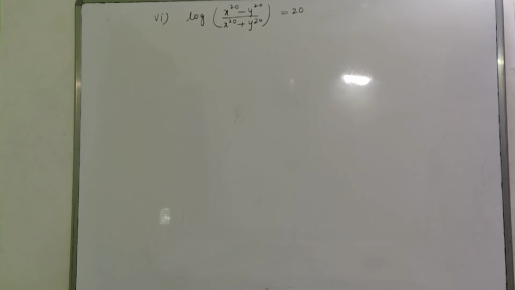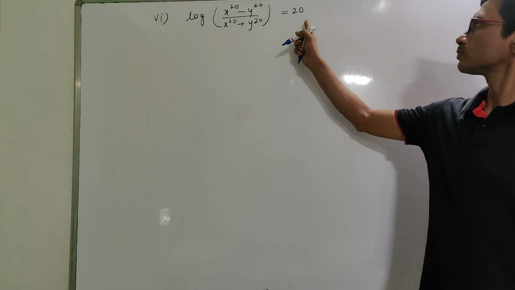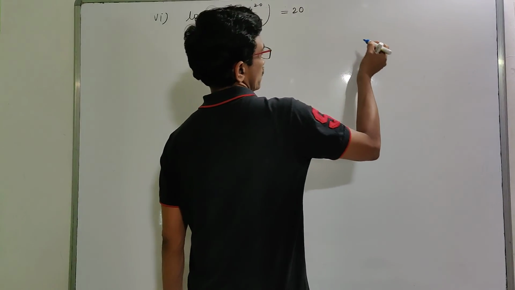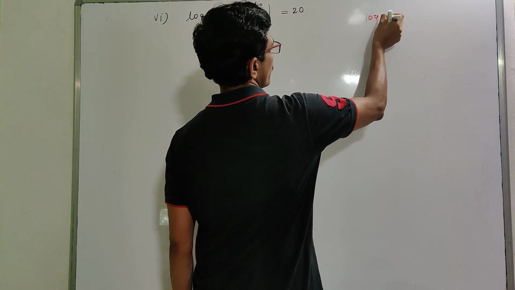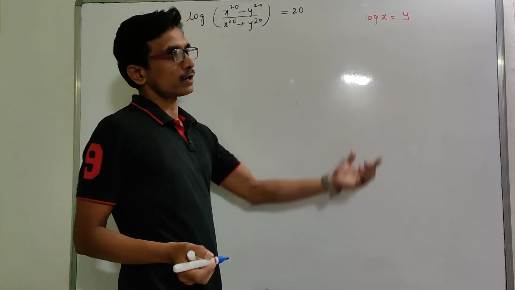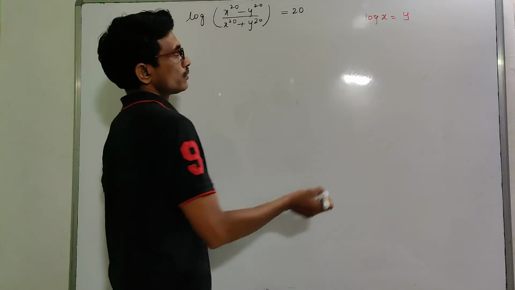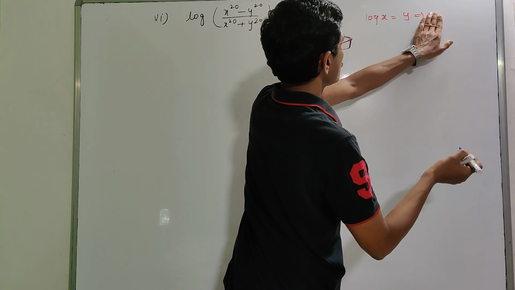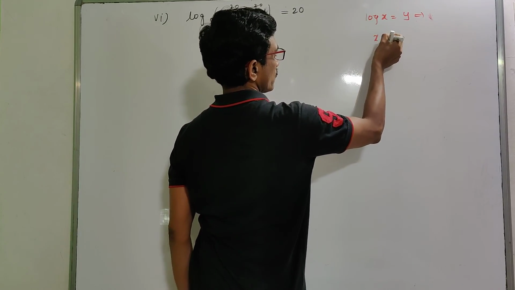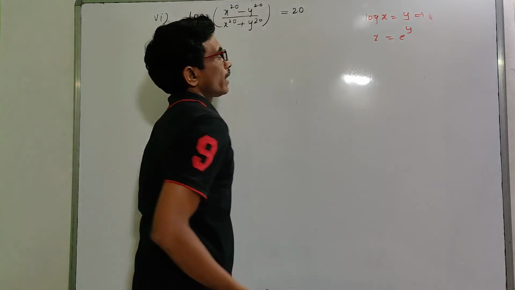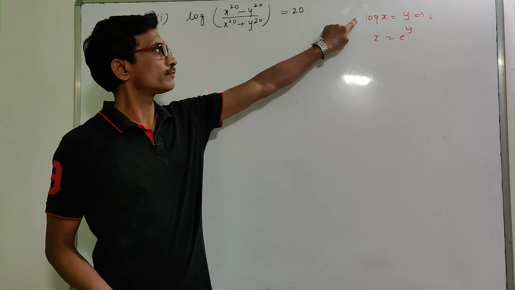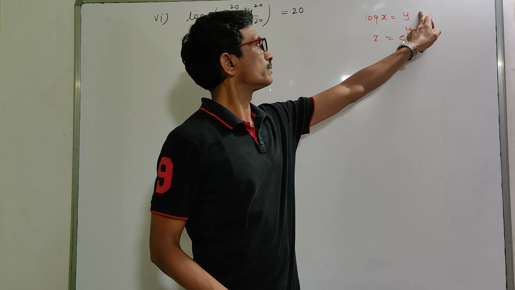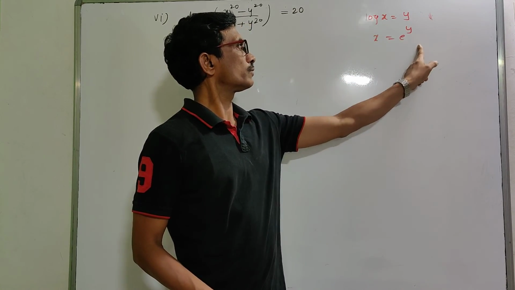Sixth sub question, log of this is equal to 20. So here we apply this. If log of x is equal to y, this is the logarithmic form, then it gives the exponential form as x is equal to e raised to power y. So this is the logarithmic form, and this is the exponential form. So log of x is y, which implies x is equal to e raised to power y.